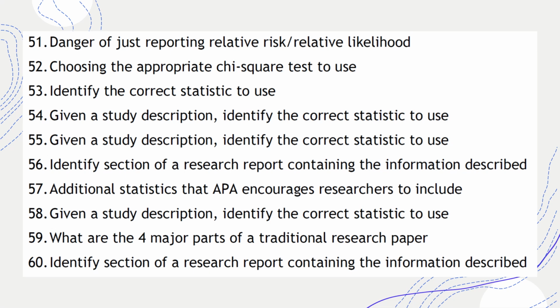Oh boy, several of these are in the same vein. 53, identify the correct statistic to use. It's going to give you an idea of what kind of outcome variable you have and what kind of independent variable you have, how many levels there are, and how the participants are measured. And it's going to ask you, okay, what's the right test?